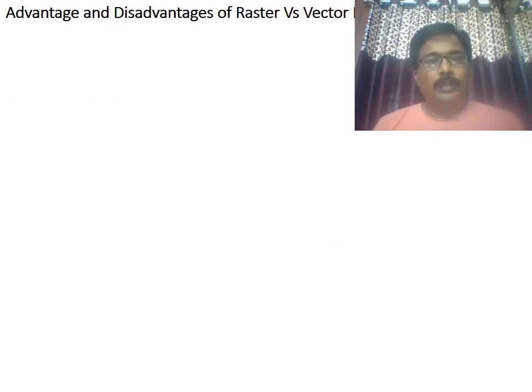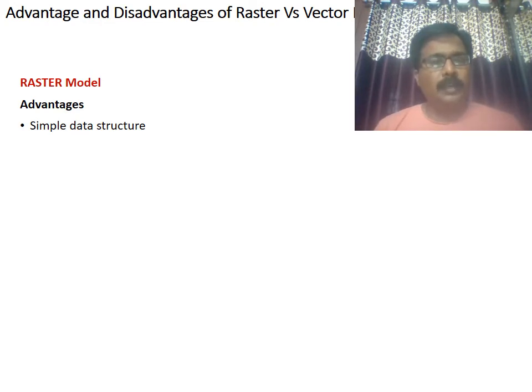And what are the advantages and disadvantages of raster and vector model? First, we'll look at the raster model. The advantage of raster model is this is basically a simple data structure because the entire area is going to be converted in the form of pixels. It's going to have a number of rows and columns, and every pixel is going to have one information. If you take rainfall, it is going to have rainfall. If it is going to be a digital elevation model, only one information is available. So this is good at representing one feature at a time.